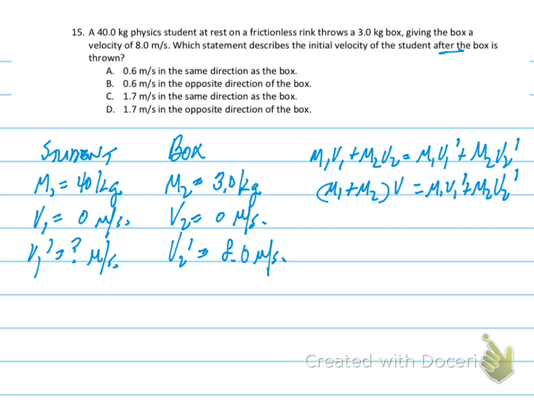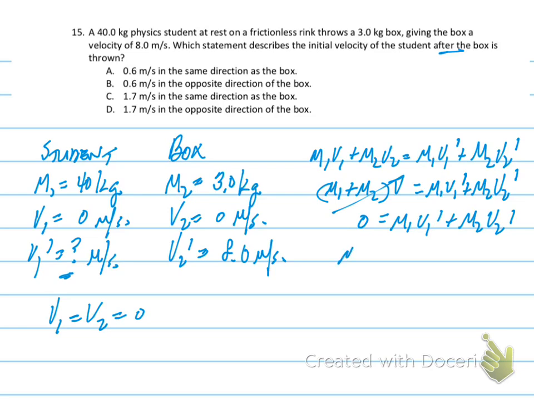And since v1, the initial velocity of the student, equals 0 and v2 equals 0, we could say v1 equals v2 equals 0. So the initial velocities of both were 0. This goes to 0. And since we're looking for the final velocity of the student, we're looking for v1 prime.